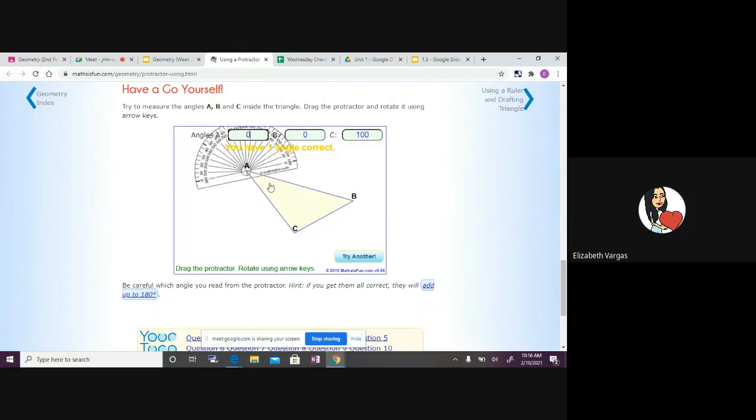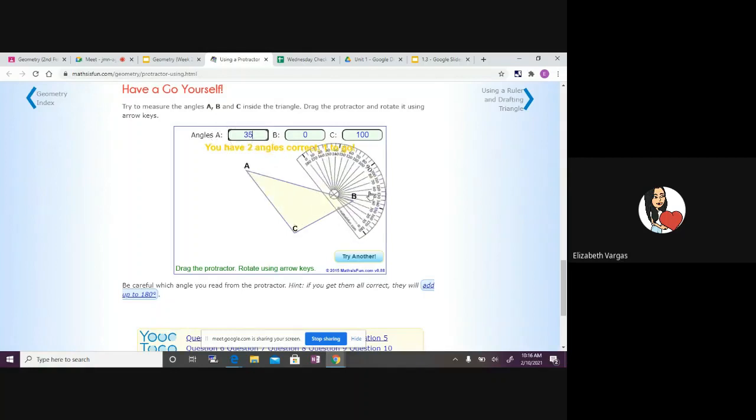And so 0 is going to meet the purple line right there. And then again, I want to start from 0 and find what it is. 0, 10, 20, 30, and it looks like it's in the middle between 30 and 40. So I will say it is 35.